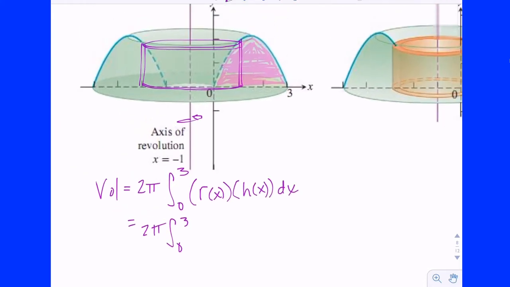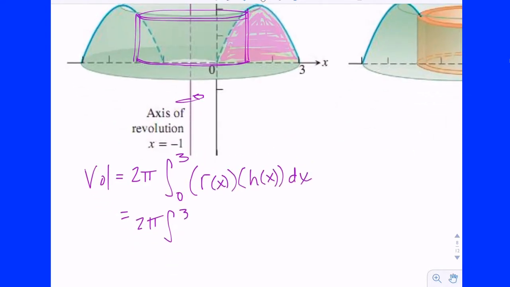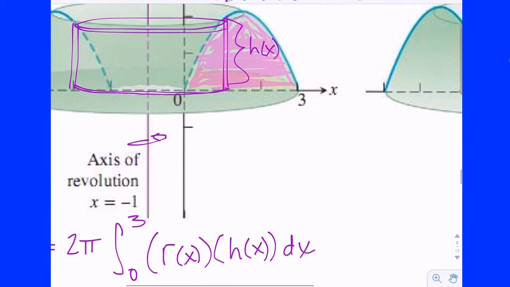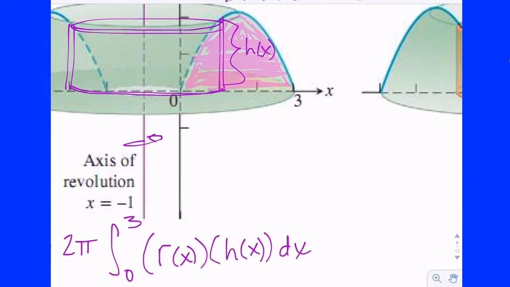So the question is, how are we going to come up with those 2 variable functions? Well, let's do h of x first, because I think that's the easier of the 2, or the more straightforward. The height of that slice is going to be the same as it was when we were finding the area of the region. It's the top curve minus the bottom curve, neither one of which is the axis of rotation, right? For the disk/washer method, since we were slicing it perpendicular, one of those was the axis. But in this case, it's not.